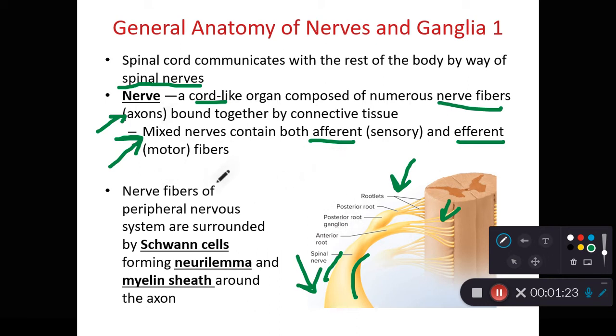The nerve fibers of the peripheral nervous system are going to be surrounded by Schwann cells. Once we get into the peripheral nervous system, the PNS, we no longer have oligodendrocytes myelinating the axons. We now have Schwann cells myelinating the axons. The most superficial layer of the Schwann cell is referred to as the neurolemma, and wrapping around the axon, we have the myelin sheath, which is the main body of the Schwann cell. This is all review from chapter 12 material.